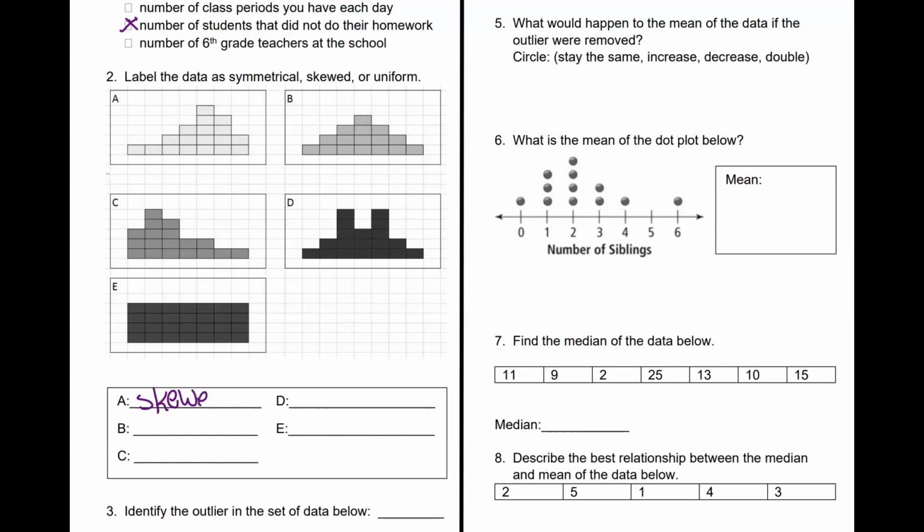It is leaning more towards the right-hand side. Graph B is going to be symmetrical, or you can just say symmetric. Graph C is going to be skewed. Graph D would also be symmetric or symmetrical. Graph E is the only one that is uniform.